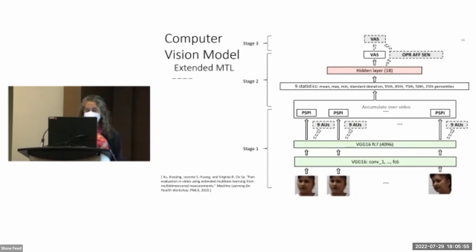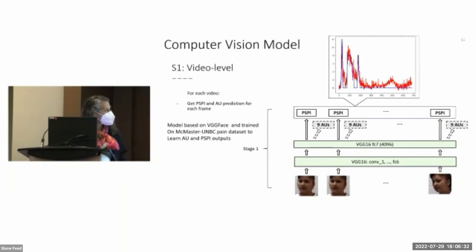We use a computer vision model, the extended multitask learning model developed by Xiaoxing, and it's a 3-stage model. First stage is based on VGG face, and then trained to recognize facial action units, the 9 that we study relevant to pain, as well as this PSPI measure. After that, the statistics across the frames are combined to get a measure of overall behavioral pain for the whole video. But for this work, we're looking at pain in images. So we just are concentrating on stage 1 of this model. Again, it's based on VGG face.